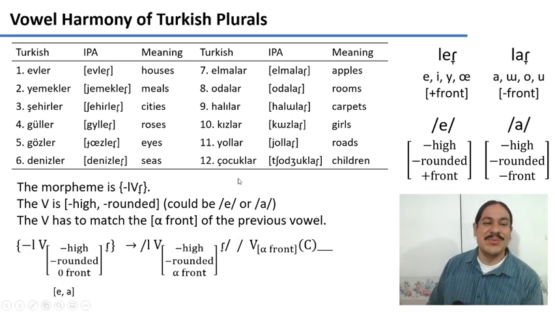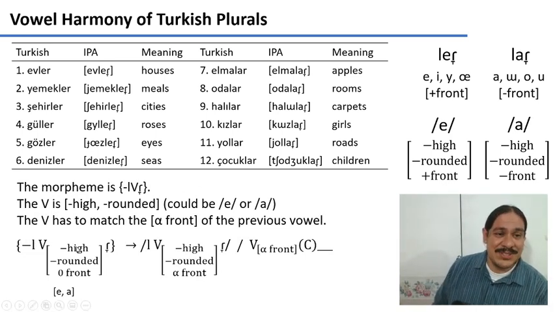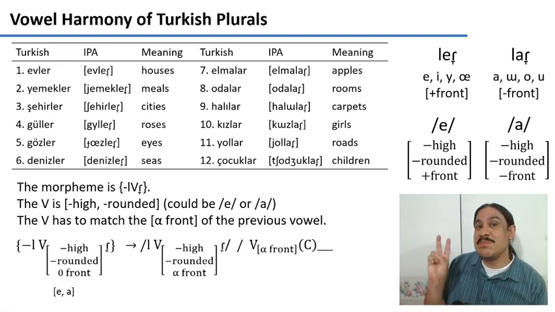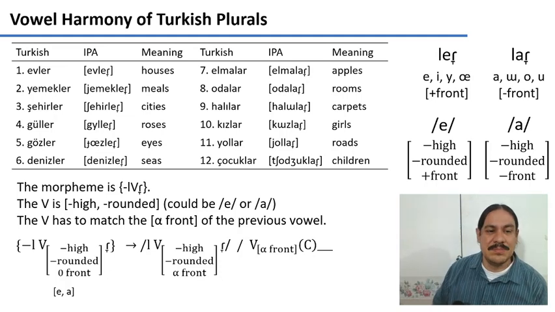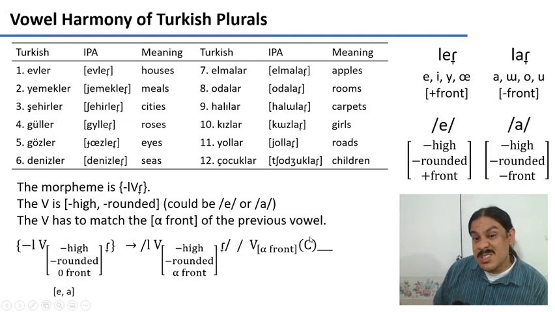So this could be the rule. The suffix for the Turkish plural has an l, an r, and then a vowel, which has to be minus high, has to be minus rounded, but we don't know what's going to be its frontness. It has zero frontness. By the way, the technical term is underspecified for frontness. So whenever we have this morpheme, it's going to be preceded by an optional consonant that we don't really care about, and a vowel. And the vowel is going to have some setting of frontness, either plus or minus.